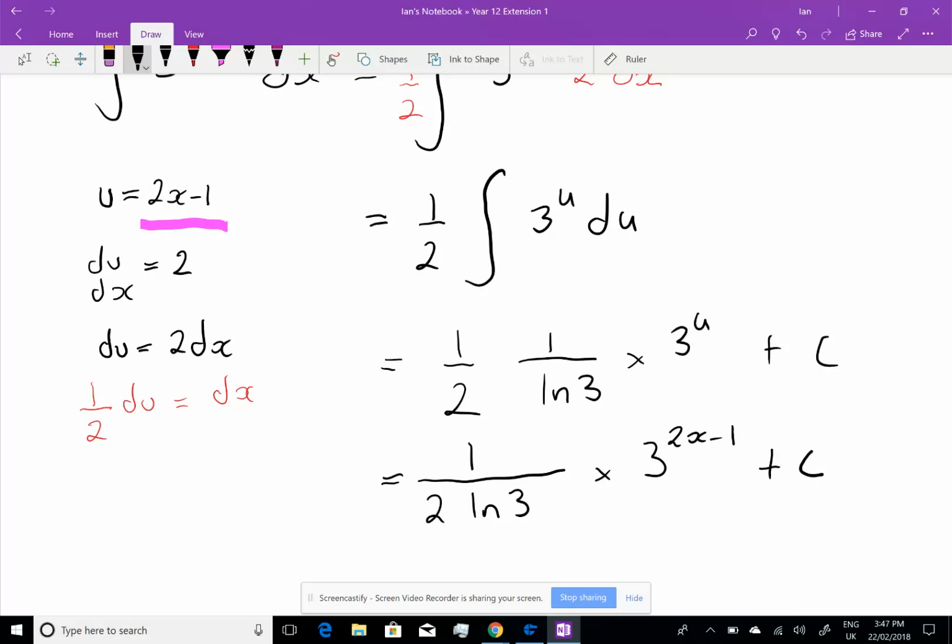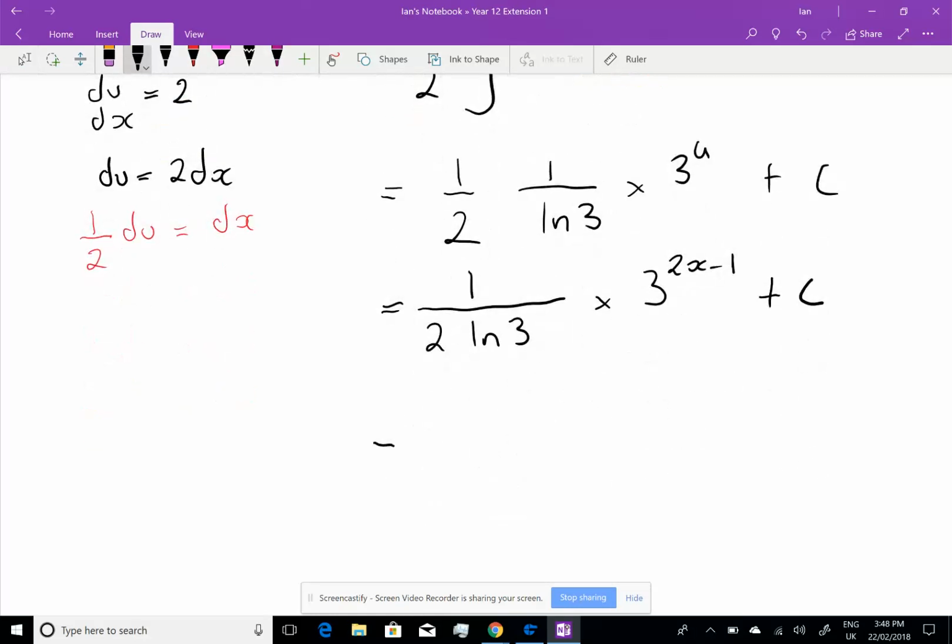I'm just going to check exercise 4.8. I've got the hard copy textbook here, and 4.8, question 14. Yes, they write it as one fraction. We can do that. 3 to the 2x minus 1 over 2 ln 3 plus some constant. Now, the last question isn't that hard. You should be right with that.